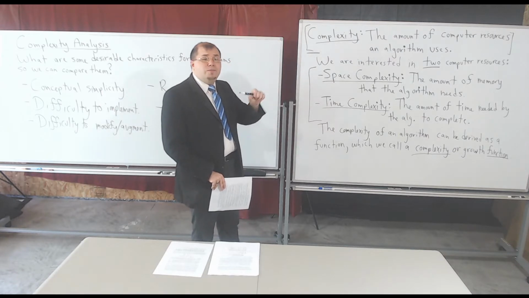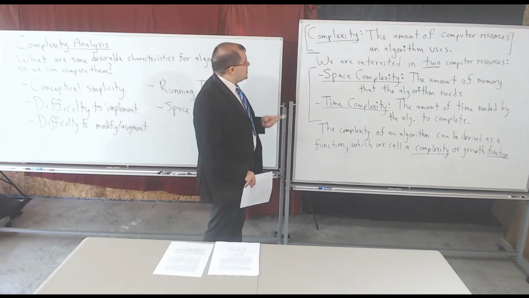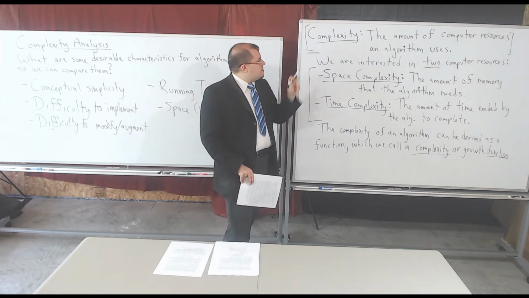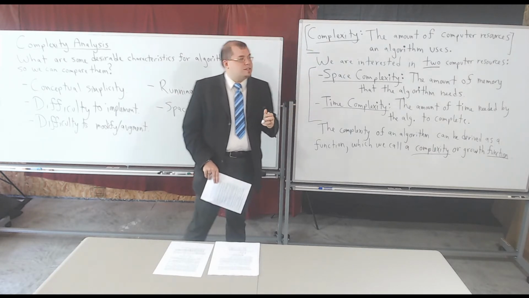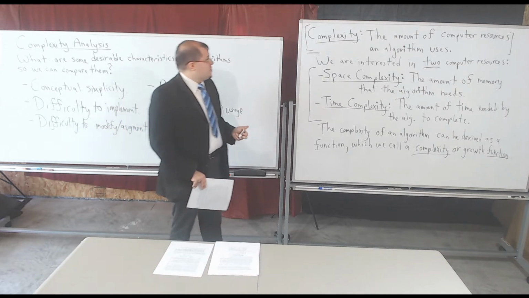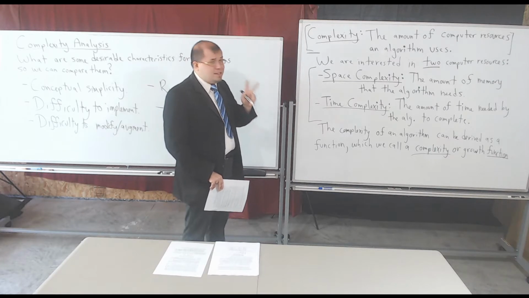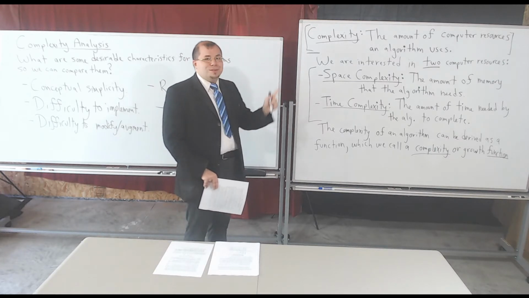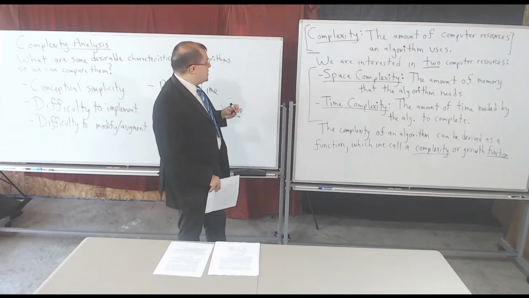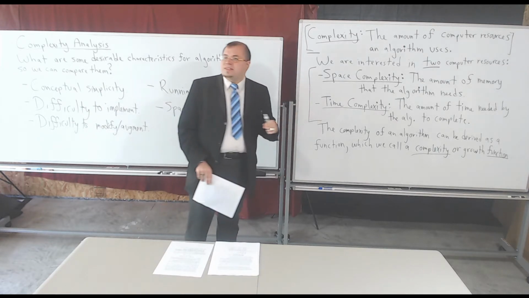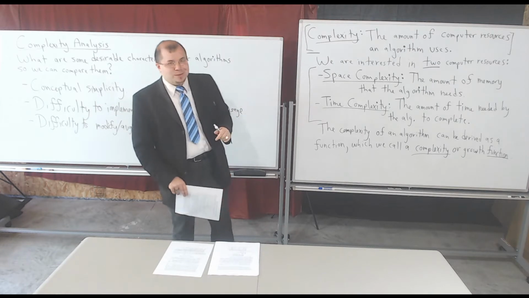However, I'm going to go much deeper than you've probably seen in previous courses. So complexity: this definition of complexity is the amount of computer resources an algorithm uses. There are going to be two kinds of complexities that we're going to be interested in in this course, one more than the other, and I'll give you a very simple explanation why. The first one is space complexity. This is the amount of memory the algorithm needs.